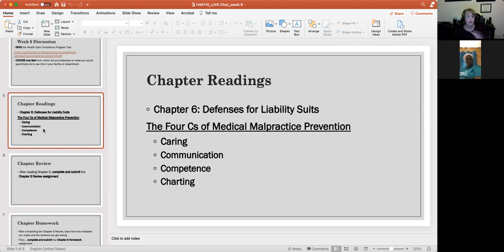All right, then you've got chapter 6 to read, the 4 C's of medical malpractice prevention. Now, as you're reading this chapter, I know a lot of it doesn't appear to relate to you all, because we're coders, we're in the health information management department. But take a look at it from the angle of the more you know about what the doctors and the nurses need to do, the better you can be at participating in a positive environment in your facility.